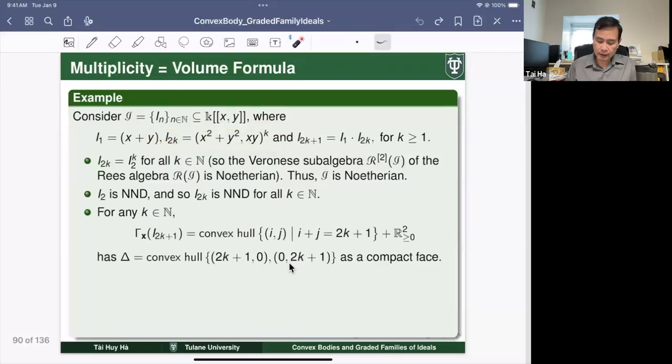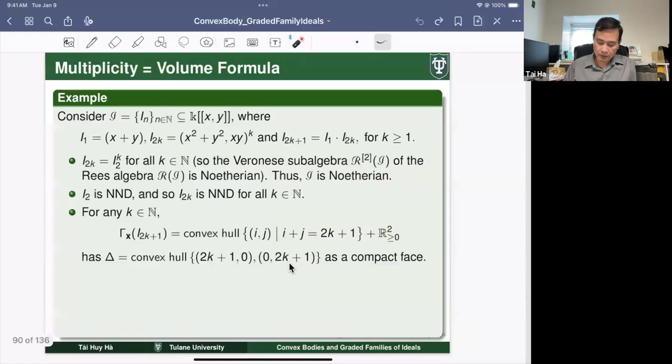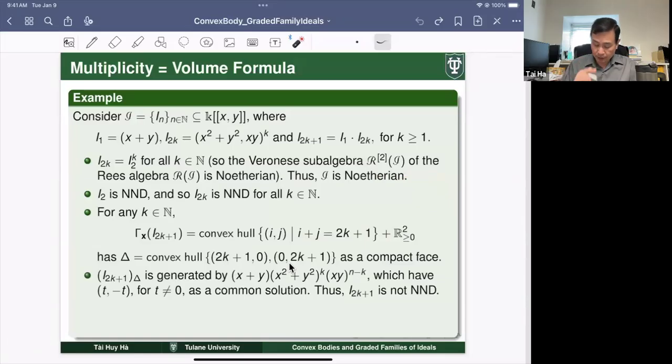We also can see that the Newton polyhedron of the odd elements is nothing but, so I don't have a picture, but it's really just these elements above the line, where the line is i plus j equal to 2k plus 1. Okay. So it has one unique compact face. And if you restrict this ideal to this compact face, right?